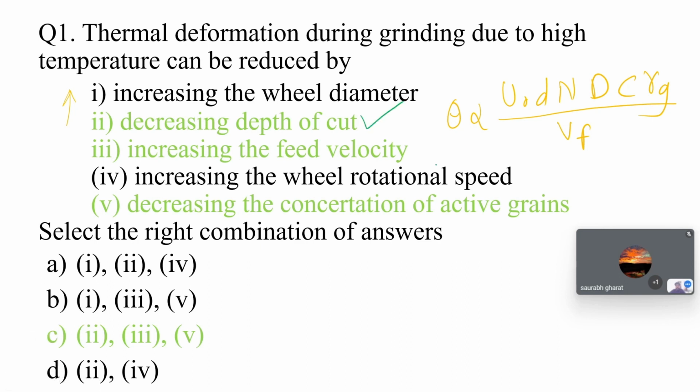Increase in fluid velocity: fluid velocity is in the denominator, so increasing it will reduce the temperature. Increasing the wheel rotation speed: wheel rotation speed is in the numerator, so this will not cause a reduction in temperature. Decreasing the concentration of grain active range: this is again in the numerator, so if we increase it, it is problematic, so decreasing is the correct option. So what we have is 2, 3 and 5. Okay, so 2, 3 and 5 is the correct answer.